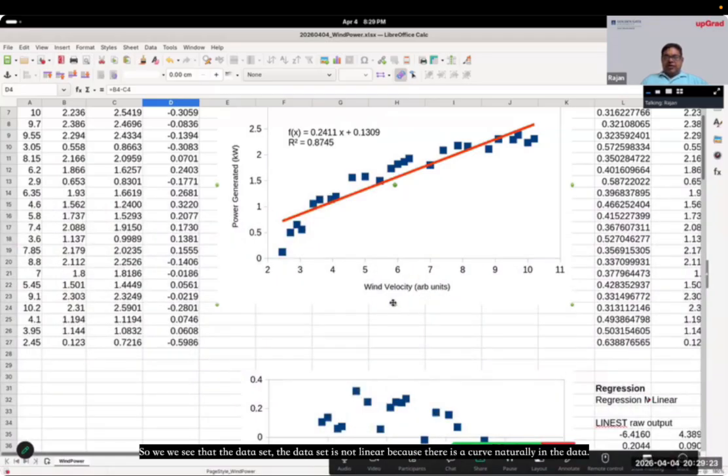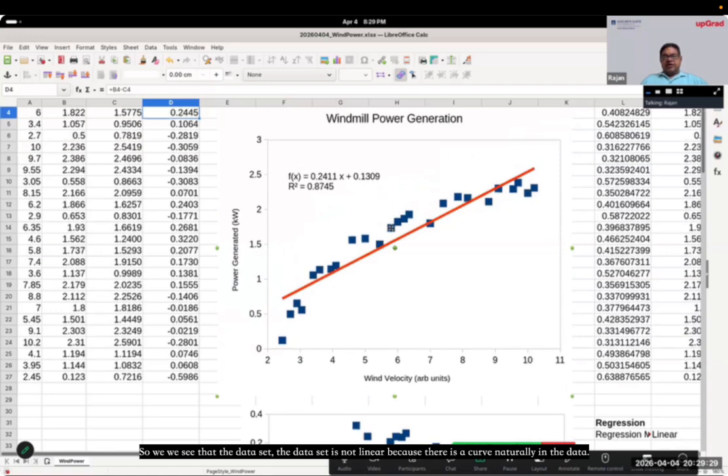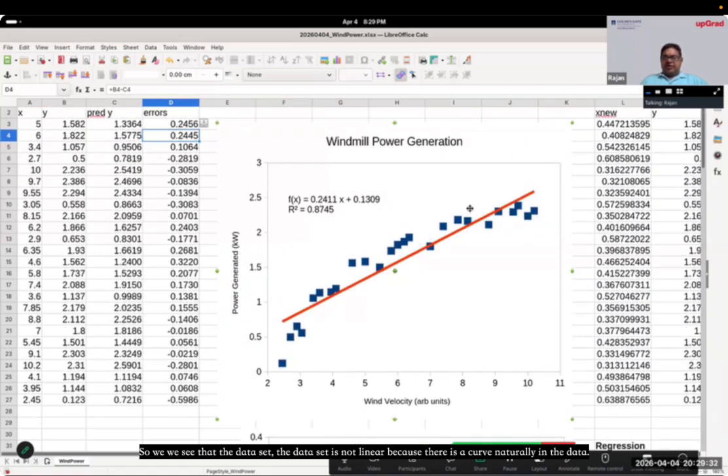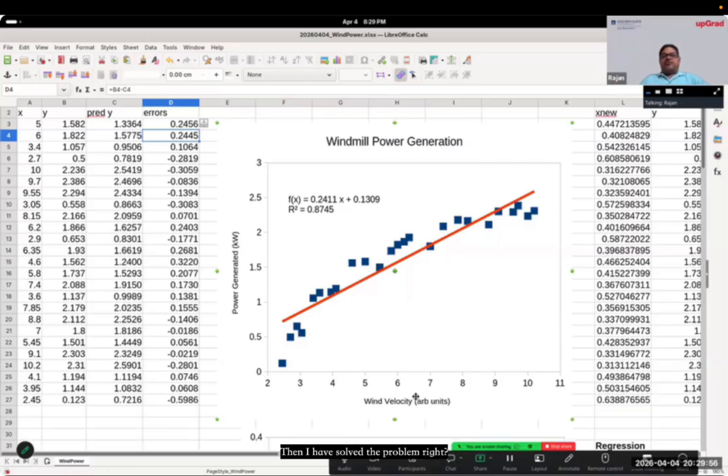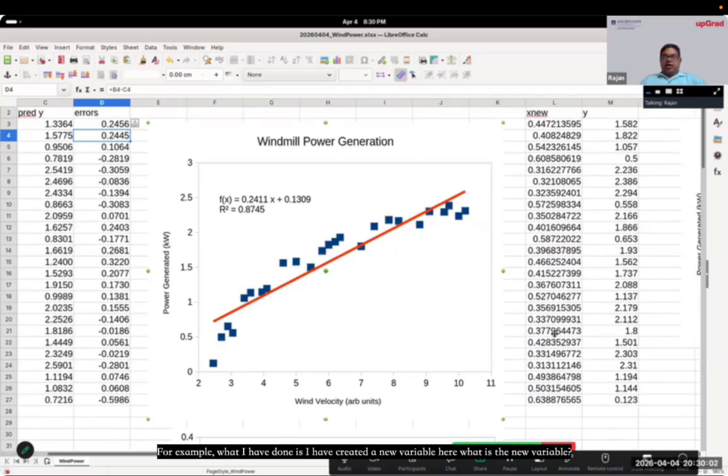So we are very confident that a student is 4 times more likely to pass. Okay? Because that occurred naturally in the data. Therefore, if I were to define a new variable, in any model which is a non-linear function of parameters, and use this new variable in the linear form in my linear regression, then I have solved the problem. What I have done is I have created a new variable here.